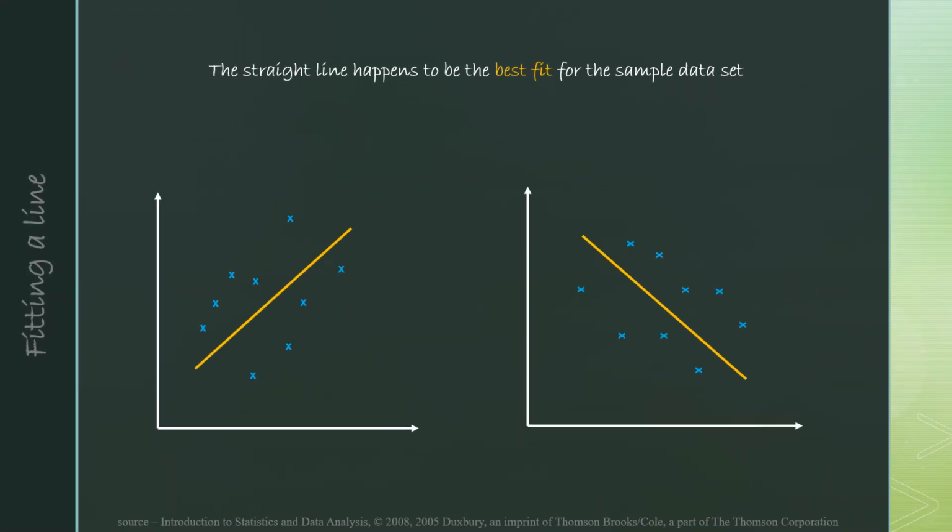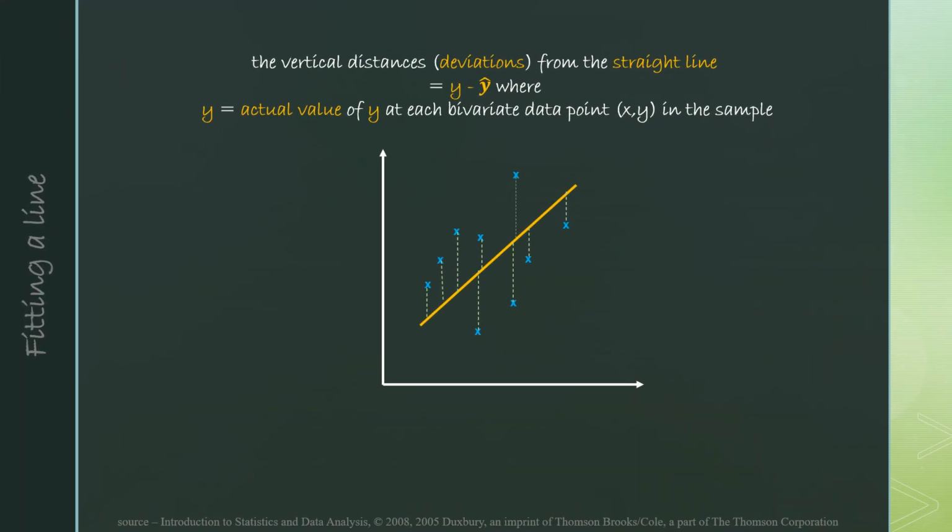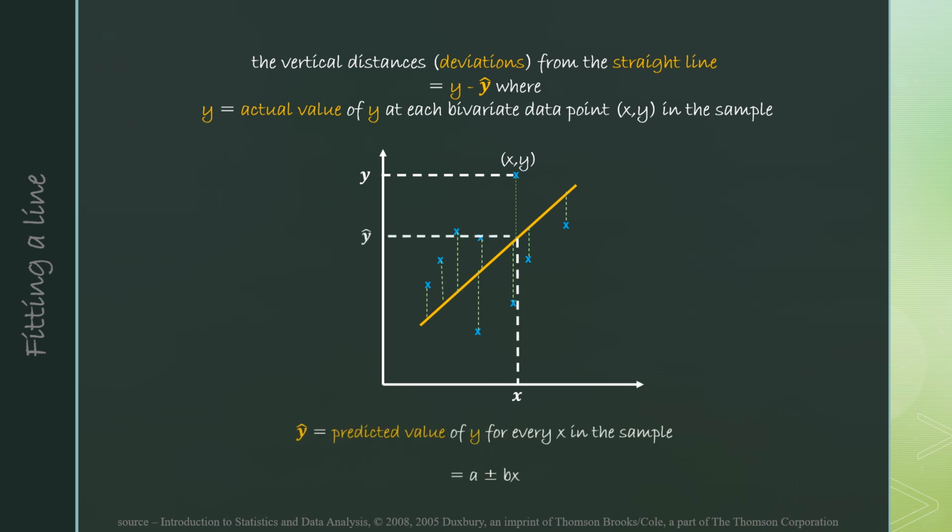The straight line happens to be the best fit for the sample data set when a function of the vertical distances, that is deviations from the straight line, is minimum. The vertical distances, that is deviations from the straight line, equal y minus y hat, where y equals the actual value of y at each bivariate data point x, y in the sample. Y hat equals the predicted value of y for every x in the sample, which equals, as discussed, a plus or minus b multiplied by x, where b here just represents the magnitude part of the slope alone.